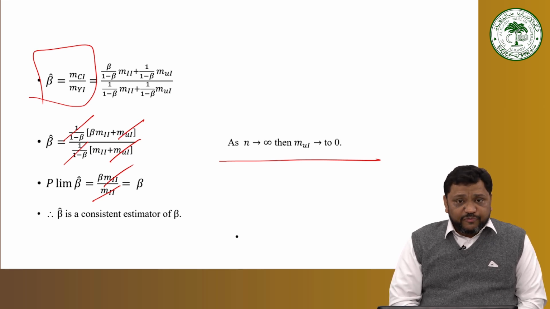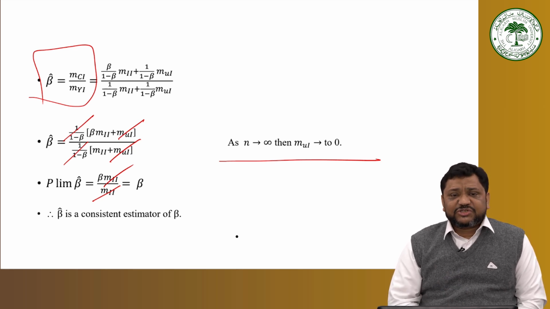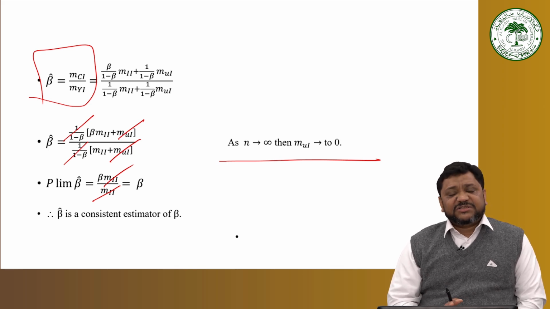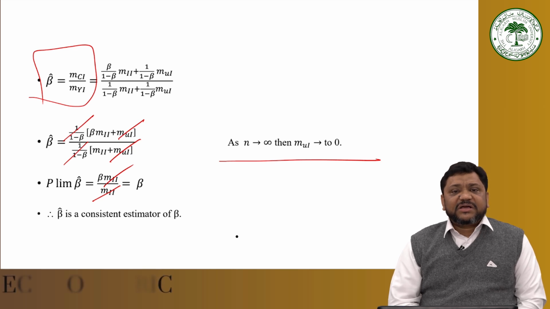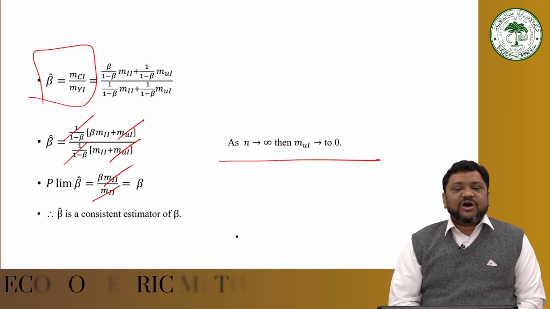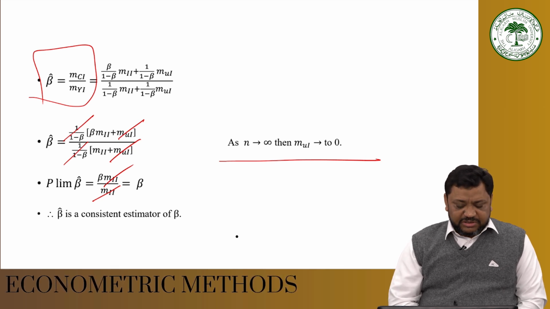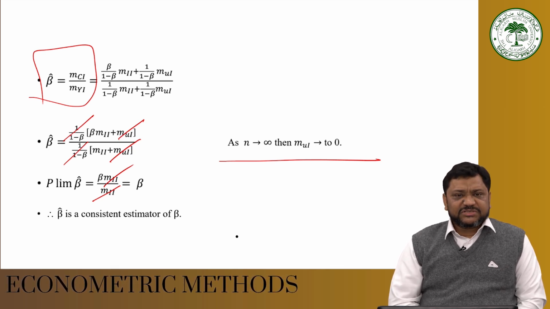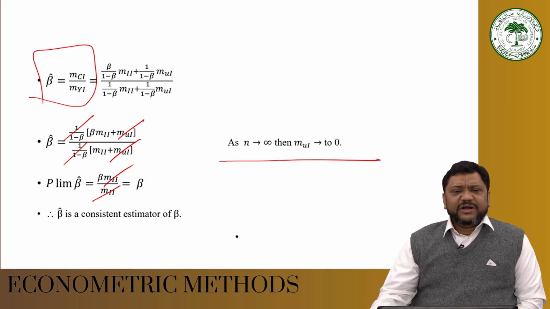So hence we are proving that in the indirect least squares method, the probability limit of the beta hat which we have obtained is equal to beta. So it means that beta hat is a consistent estimator of beta. So with this we have completed our discussion on the indirect least squares method. We will be moving to the next method.